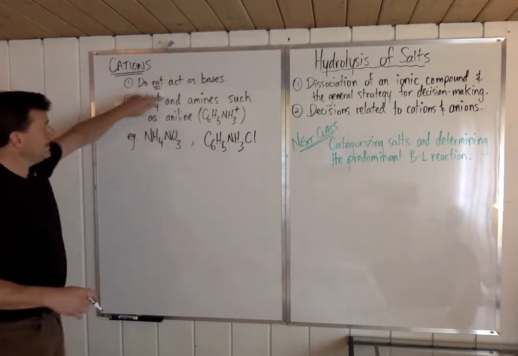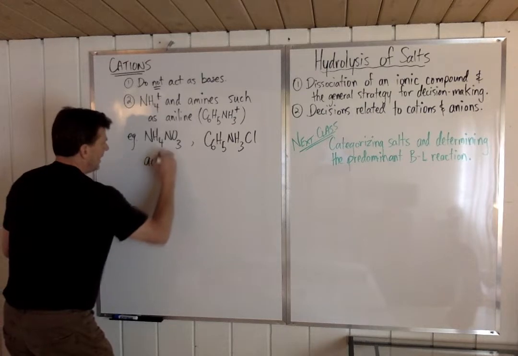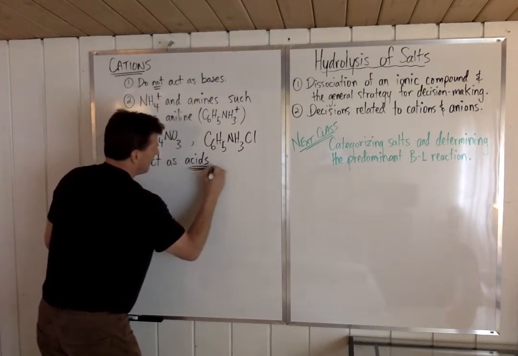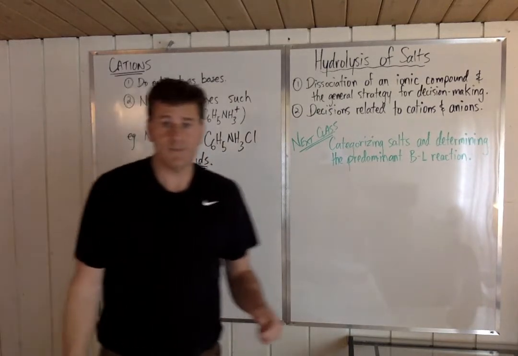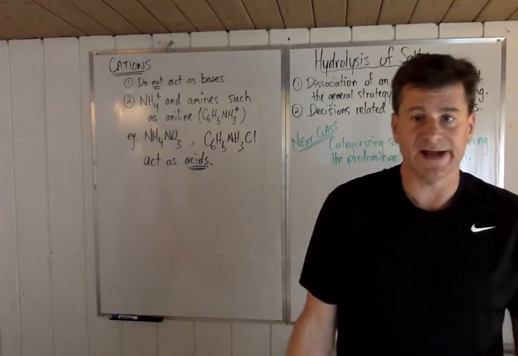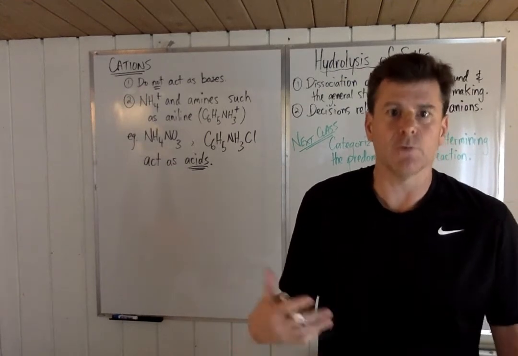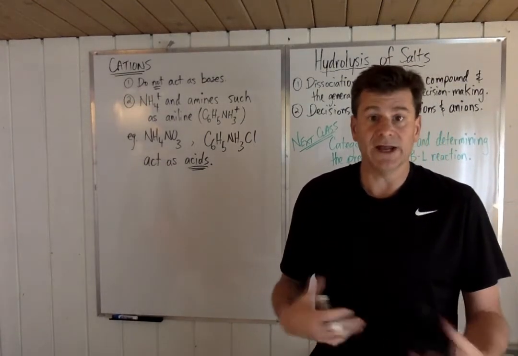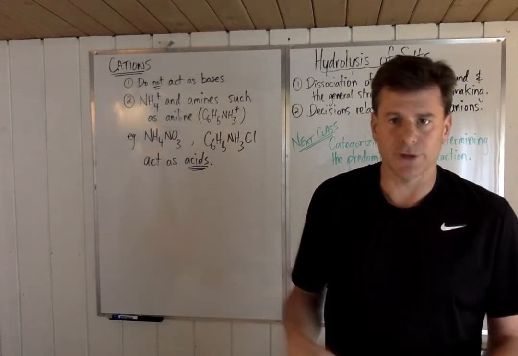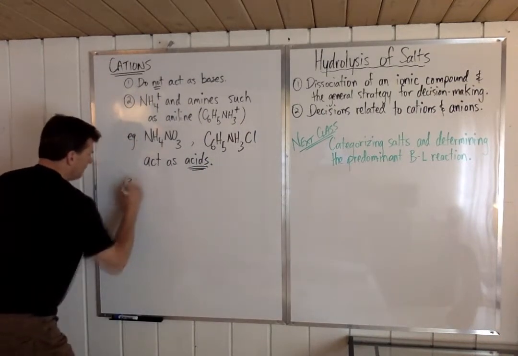So NH4 and an amine such as this act as acids. When NH4 plus in an ionic compound dissociates into water, it's going to act as an acid, and it will make the solution acidic. How acidic depends on what concentration of ammonium you get out of that compound, which is the quantitative side of things that we're not going into. So that's a category you've got to know.